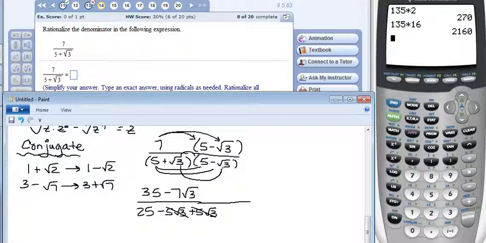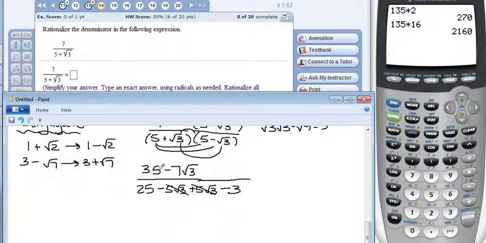Now my last term, I've got a positive times a negative, so I'm going to have a negative. I've got the square root of 3 times the square root of 3, which is the square root of 9, which is 3. Do you see how I wiped my radicals out of the bottom? It's because when you multiply binomial times binomial in that way, they go away. All right, so now I have 35 minus 7 roots of 3. These two I can combine for 22.